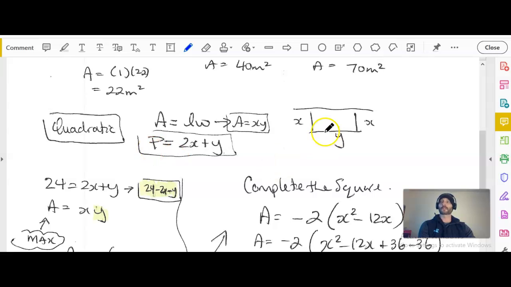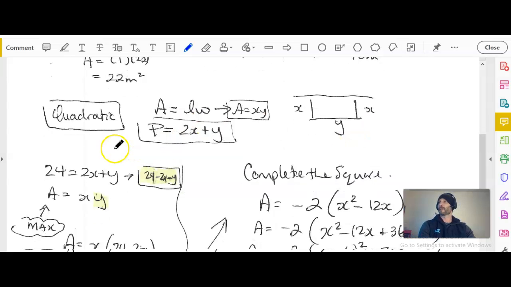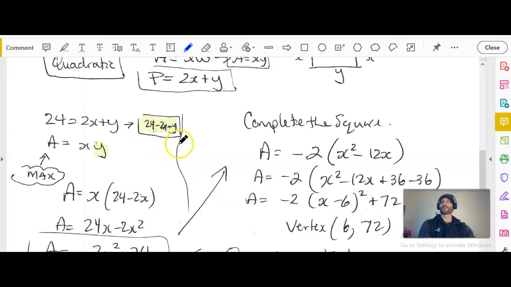The perimeter of this object is when you add up all the sides, and that would be 2x plus only a single y. If it was a four-sided figure where I'm using all four sides of a fence, then it would be 2x plus 2y. You make the adjustments where you have to. Okay, then what do I do with that information?